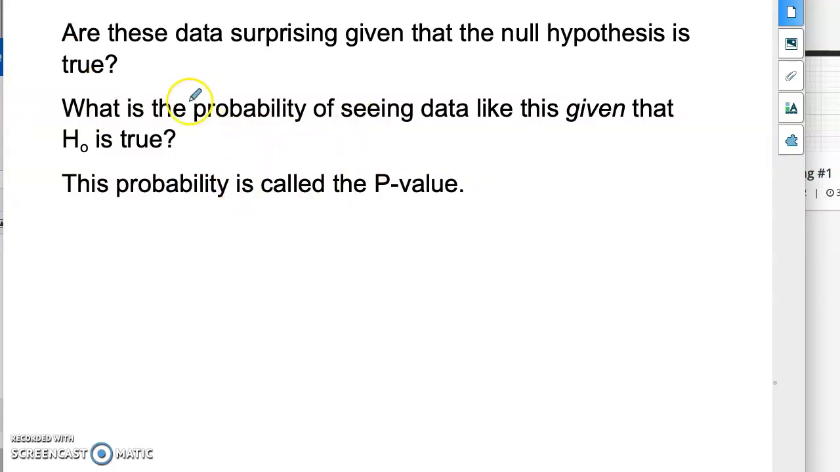Okay, and the question we ask is, are these data surprising given that the null hypothesis is true? What is the probability of seeing data like this given that the null hypothesis is true? This probability that we will calculate using our normal processes is called the p-value. Not to be confused with p, which is our population proportion. So the probability is called the p-value.